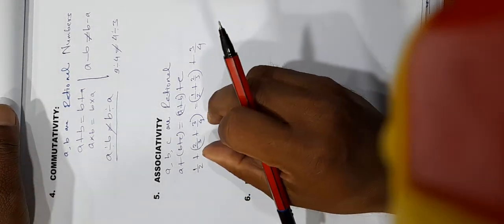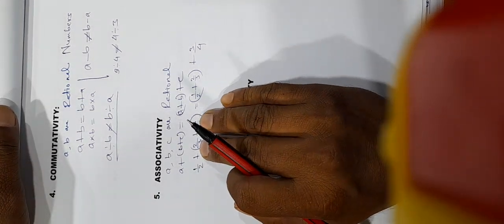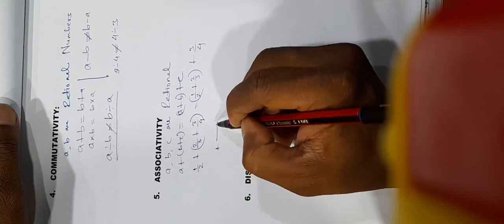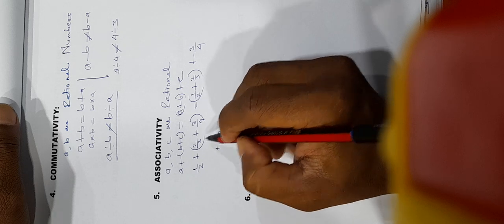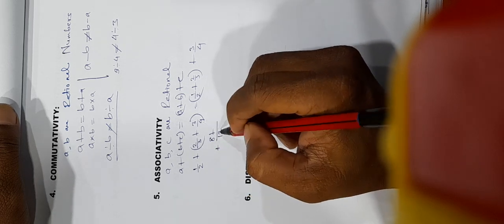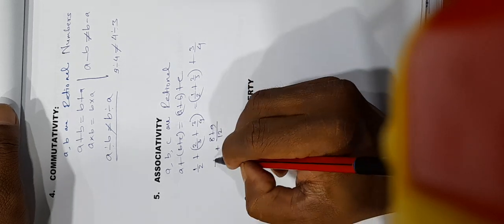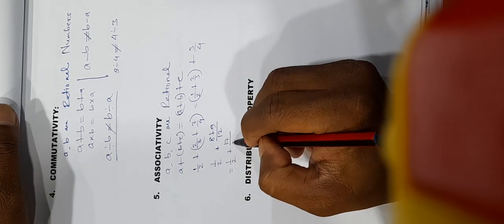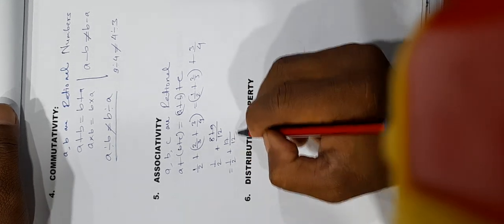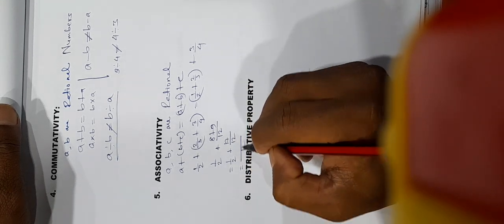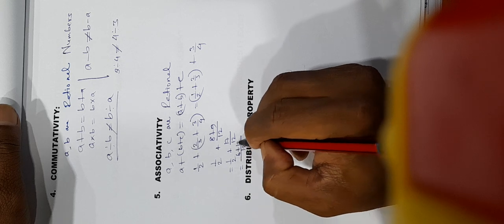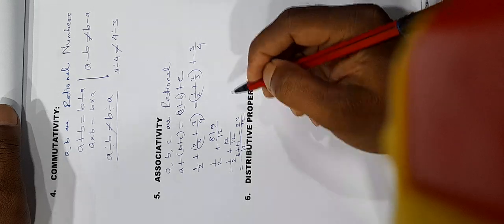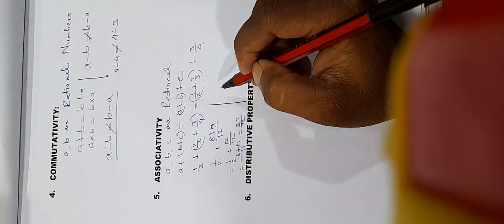You can prove this. Find the sum of these two at first. Let's do the left side first. Find their sum. LCM is 12. 3 fours are 12, 4 twos are 8, 4 threes are 12, 3 threes are 9. That means half plus 17 by 12. Again this LCM is 12. 2 sixes are 12, 6 ones are 6. That means 23 by 12. Now you try to find the right hand side.